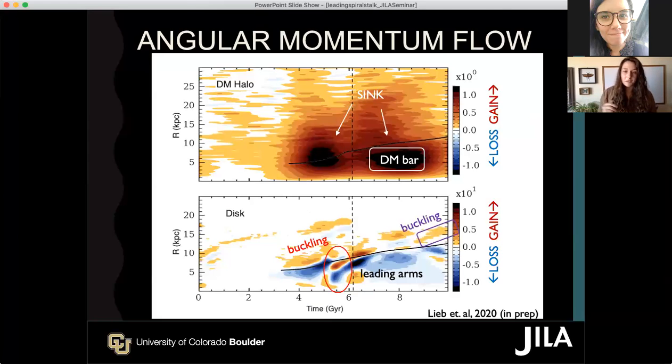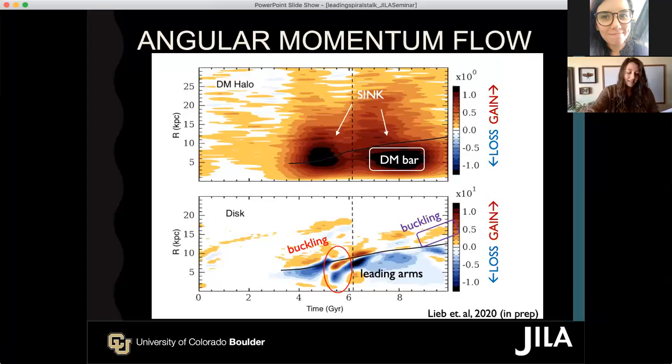So back to our angular momentum flow. Lastly, we notice a steady increase of angular momentum to the outer disk, which is associated with the second buckling instability. At these late times, the leading arms detach from the bar and wrap around it and seem to attach to the other side, as I explained. In general, it's obvious that angular momentum is staying within the inner parts of this halo disk system, which is what lets us see these long-lived leading spiral arms for long time scales.